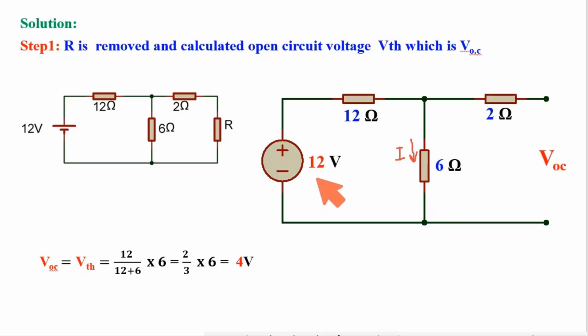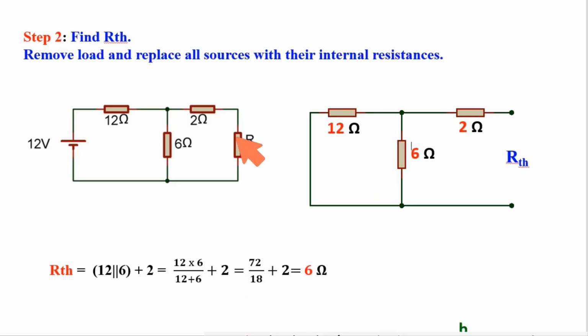This current will flow because of only this source, that is 12 volt, and the current will flow through this path. So the value of resistance will be the full path resistance, that is 12 plus 6 ohm. So ultimately this 12 volt divided by 12 plus 6 ohm is the current flowing through this 6 ohm resistance. That current multiplied by this 6 ohm is ultimately VOC, and we got 4 volt, which is the value of open circuit voltage. Now we need to calculate RTH.